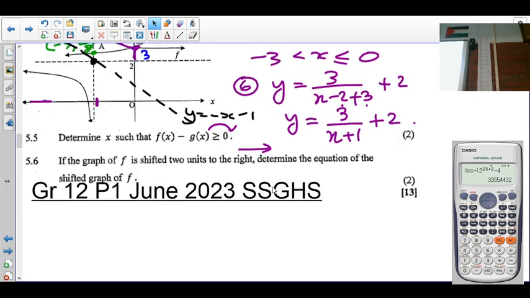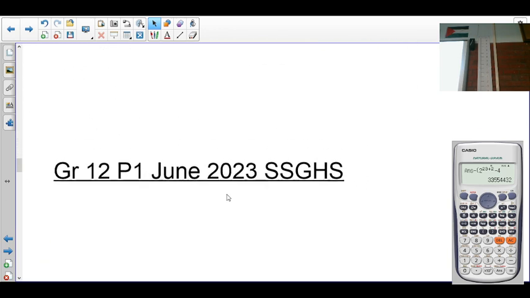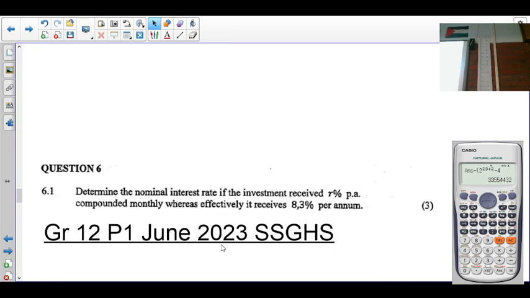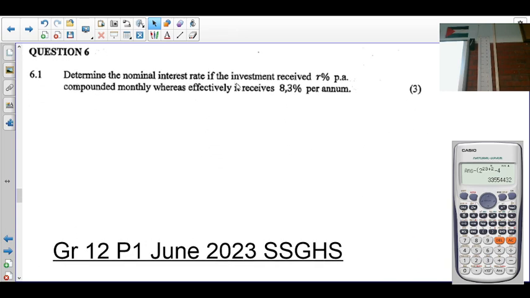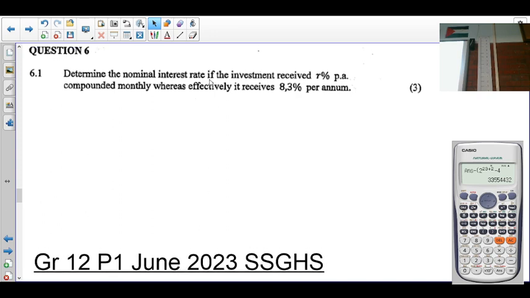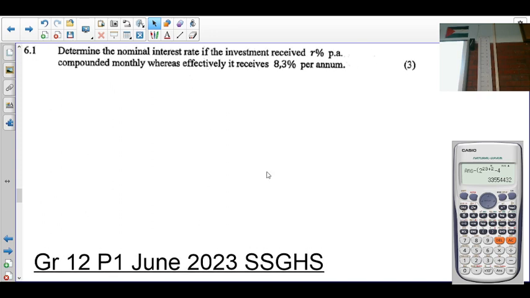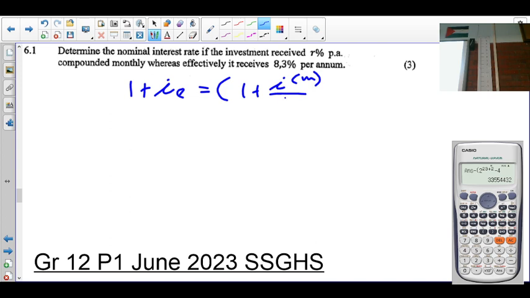Okay, so we got basically 2 minutes left. That brings us to question 6. Okay. In question 6, we are told determine the nominal interest rate if the investment receives R% per annum compounded monthly, whereas the effective interest rate receives 8.5% per annum. Remember the formula is 1 plus i effective is equal to 1 plus i to the m over m to the n.